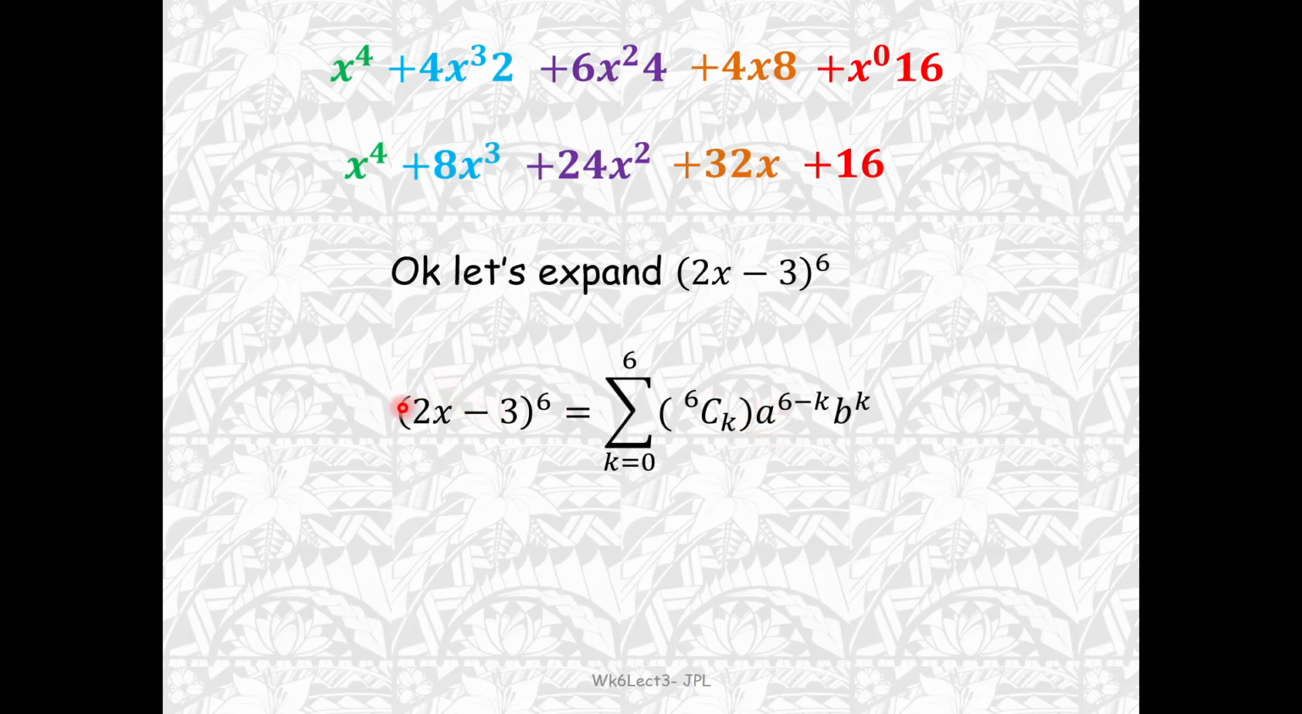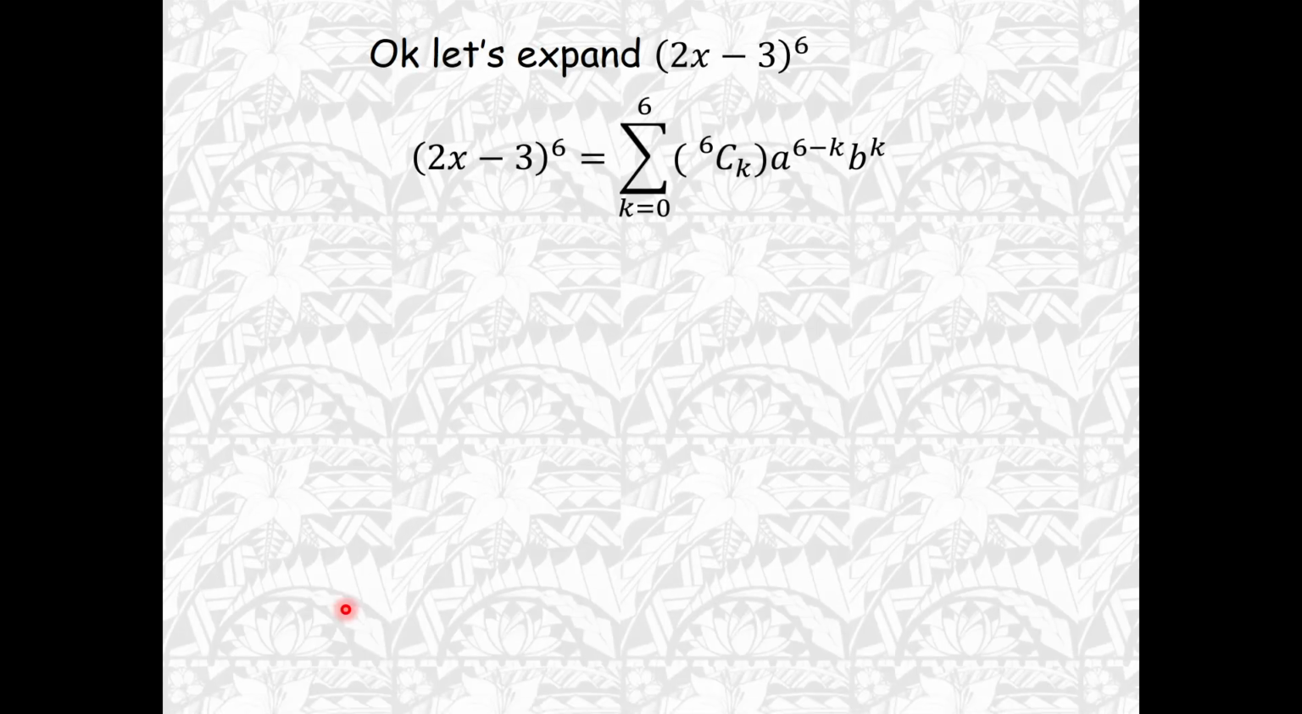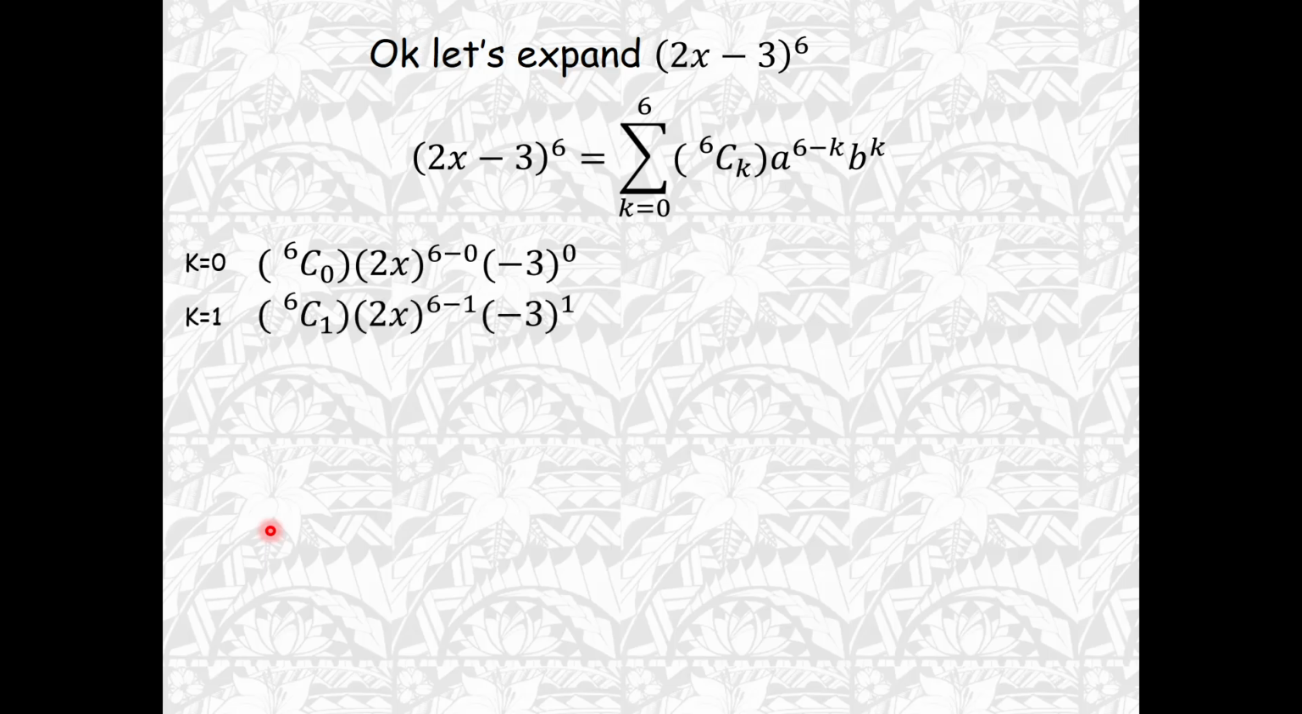a represents the first term, b represents the second term. So 6 minus k, and b to the power of k. So k equals 0, sub everything in. Then k equals 1. Increase k from 0 up to 6.